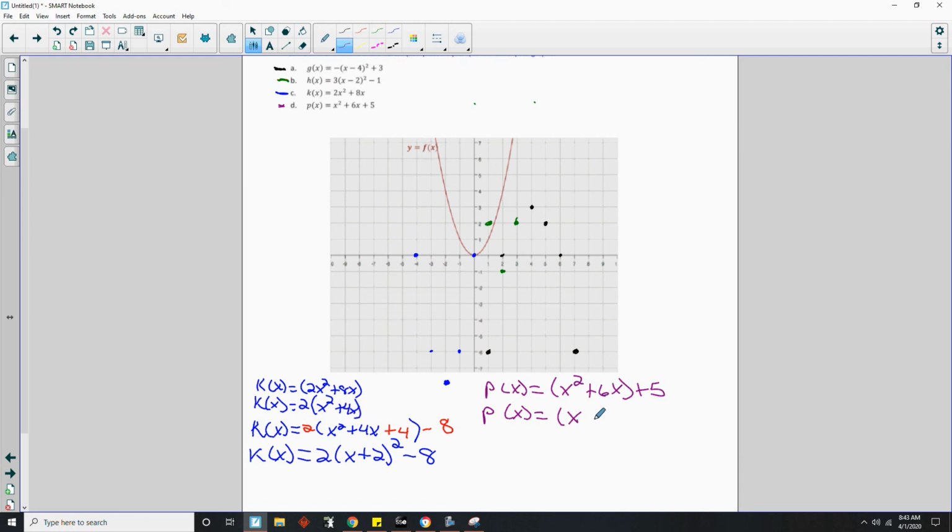Half of 6 is 3. 3 squared is 9. So I'm going to put plus 9 there. Let me do that in a different color. So it's going to be plus 9. All right. So that's 6x. And then switch to red, plus 9. This is not being multiplied by a factor outside, so I'm just going to subtract 9. Okay, plus 9 minus 9 is the same as not being there at all.